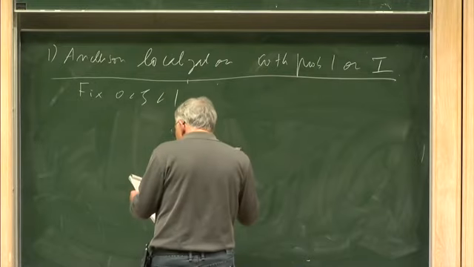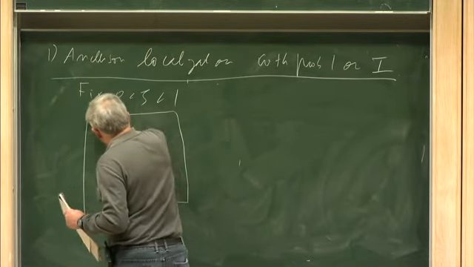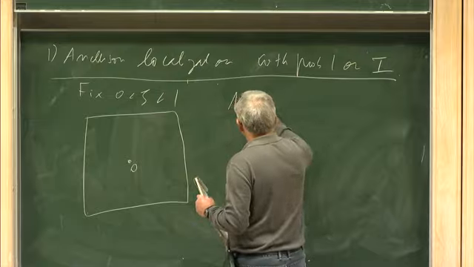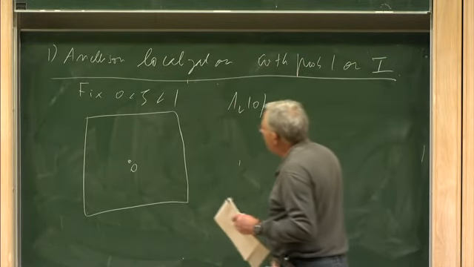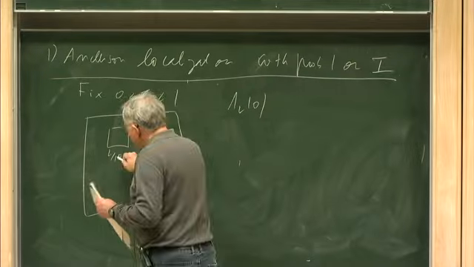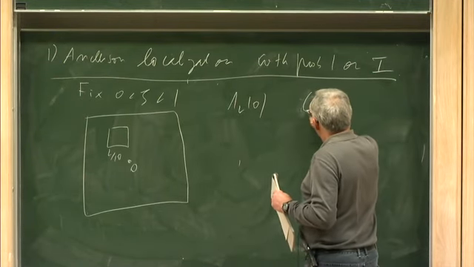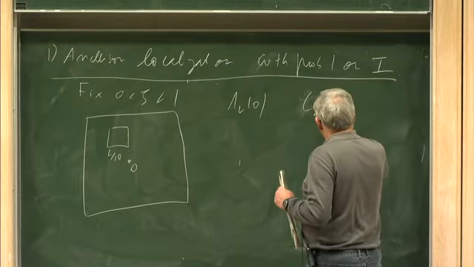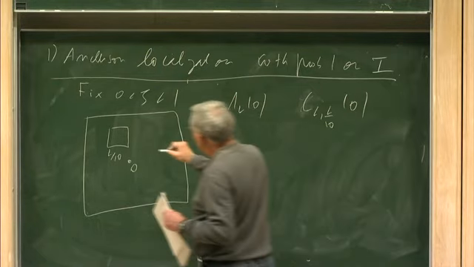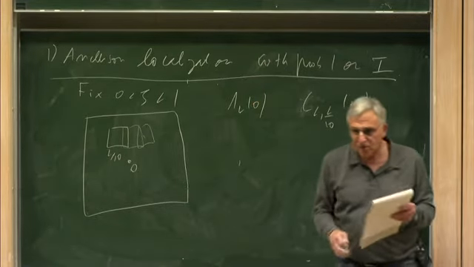And let me take a box which I'll now simply center at 0. I could center it anywhere. So I have this box. And I am going to take a covering of these boxes by boxes of size L over 10. So I consider what I called C of L over 10 of 0, which is a collection of boxes of size L over 10 that cover these boxes in the appropriate way.